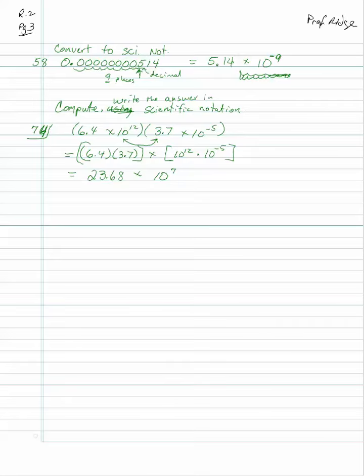Now the problem is, this is not scientific notation. The decimal point needs to be after the 2. So you move it. Now remember, for 2.368 to be equal to 23.68, that's times 10. Now we already had the times 10 to the 7, so now we're going to combine it. And normally I don't show this step either, but you got to be careful. So there you go.